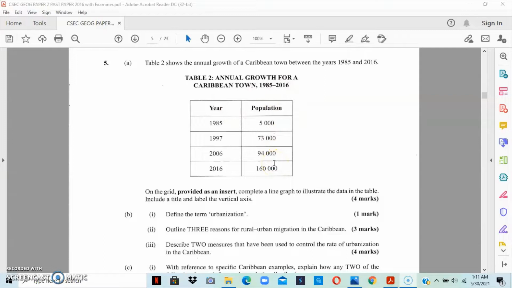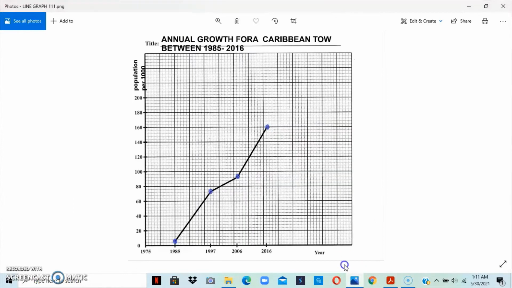Now part A asks that on the grid provided, you are to complete a line graph to illustrate the data in the table. So your line graph should include a title and you should label the vertical axis. I'm going to show you how your line graph should look. So this is how your line graph should look.